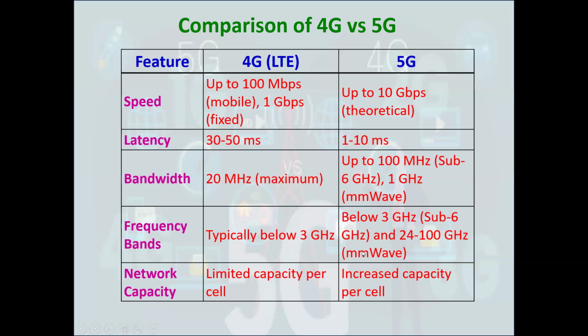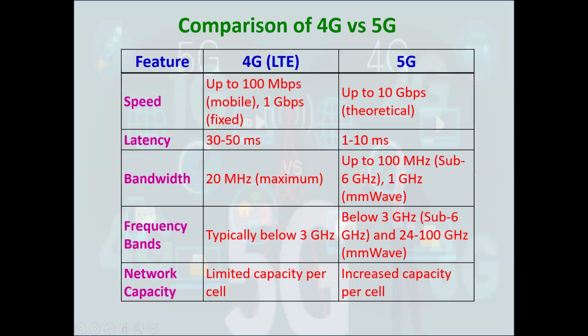And if you are taking the 5G network, it uses both below 3 gigahertz and the millimeter wave spectrum up to 100 gigahertz, that we can call it as mmWave. While higher frequencies can carry more data, they require more base stations for coverage and have reduced penetration through physical obstacles. This is also one of the biggest advantages of using 5G as compared to this 4G, that is LTE.